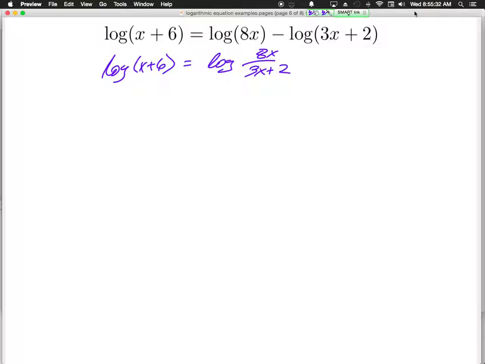Everybody agree with that? Now what, Gage? You're gonna wanna see the logs equal each other, so you can set the insides equal. Very good. x plus 6 equals 8x over 3x plus 2. AJ, what do you recommend next?